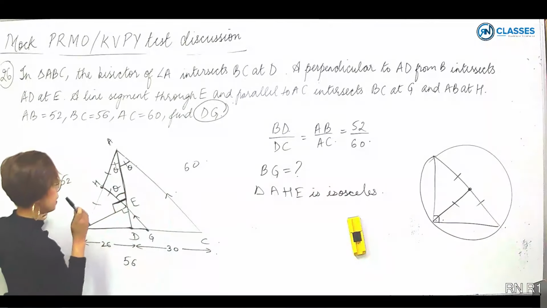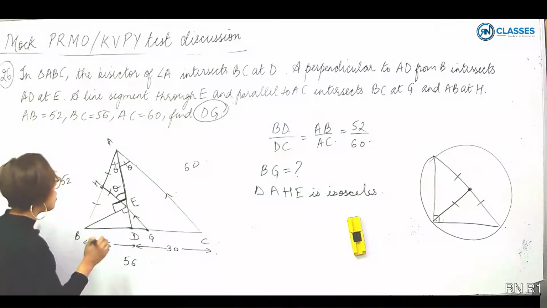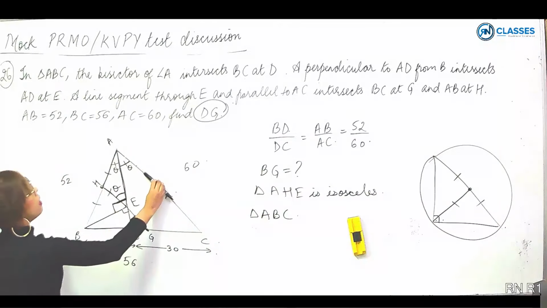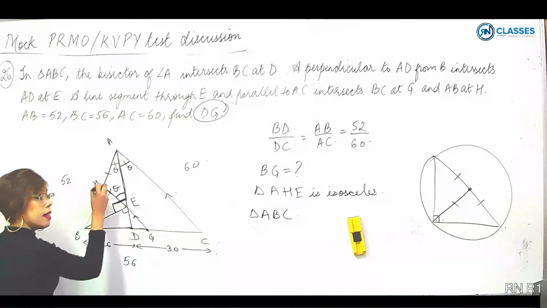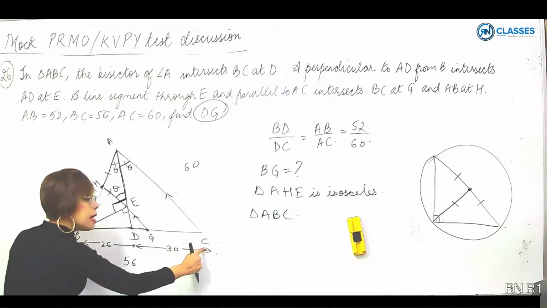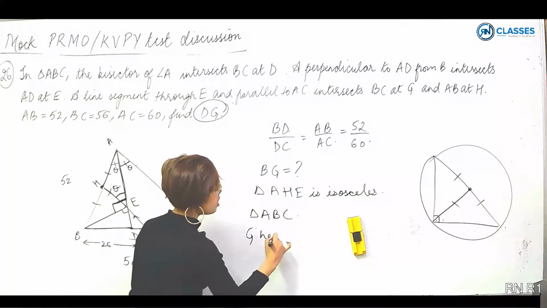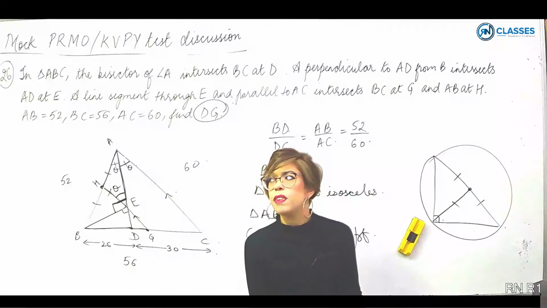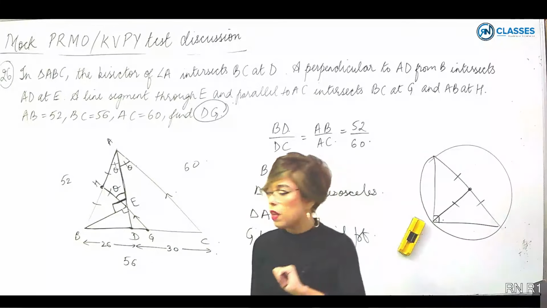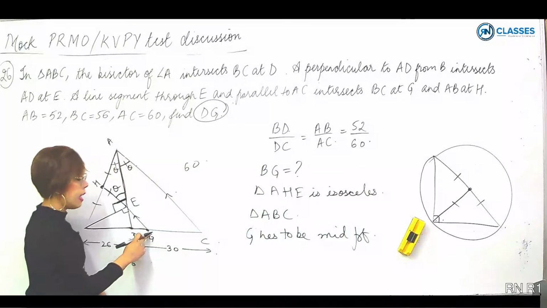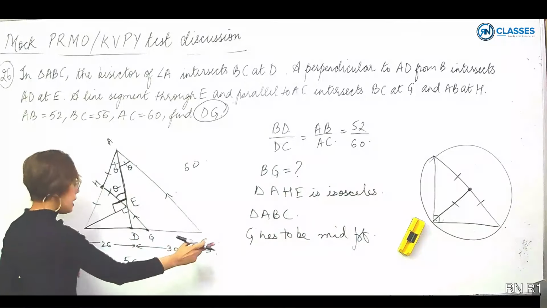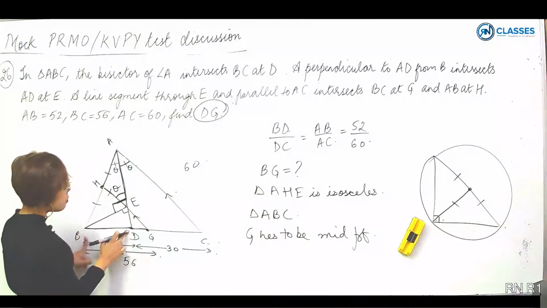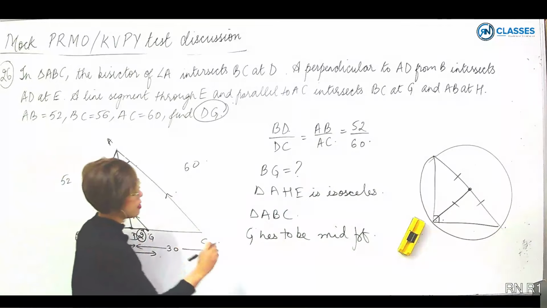And this line is parallel to this one. What do I infer from that? In triangle ABC, this HG is parallel to AC. This is the midpoint. That means G has to be the midpoint of BC. By which theorem? By the midpoint theorem, actually the converse of the midpoint theorem. So G is the midpoint. That means BG will be equal to GC. The entire length is 56, so BG will be 28. This is 28. This is 26. Obviously, this length is 2. So your answer is 2.